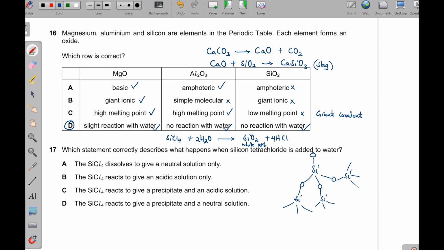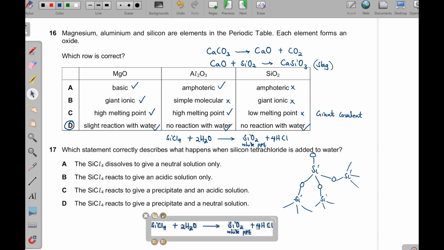Question 17. Which statement correctly describes what happens when silicon tetrachloride is added to water? This is the exact thing I've just talked about. Since HCl comes off, it will dissolve in water, and you will form an acidic solution. Did I write acidic acid? It is an acidic solution. This one is a white PPT.